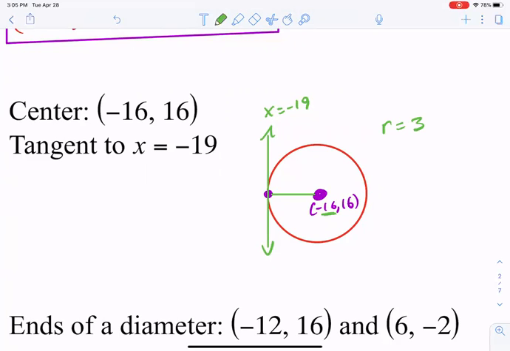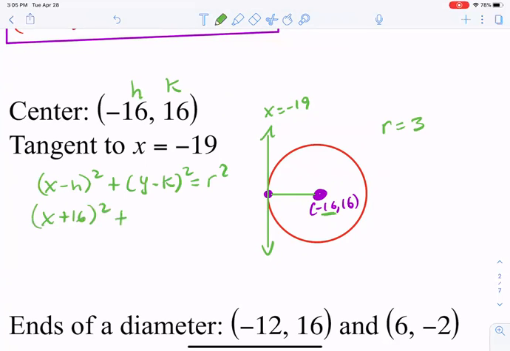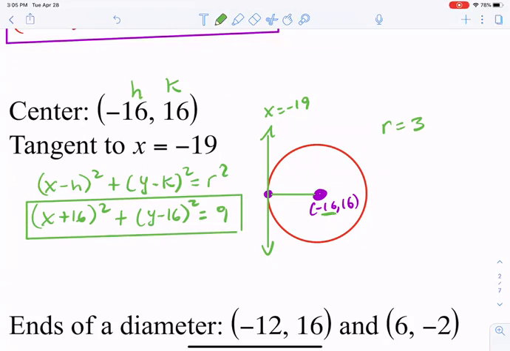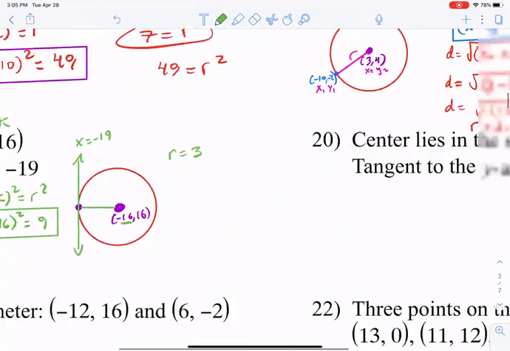Now, can you solve the problem? Of course, because you have everything that you need. So the equation is x minus h squared plus y minus k squared equals r squared. So what is h? This is h and this is k. So this is going to be plus 16, and this is going to be minus 16, and this is r squared. With r being 3, if you square that, you get 9, and that's the answer. I hope you understand.